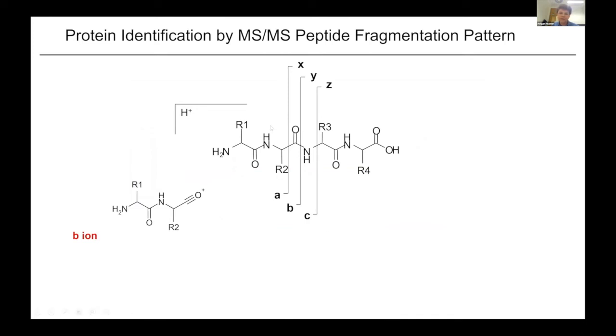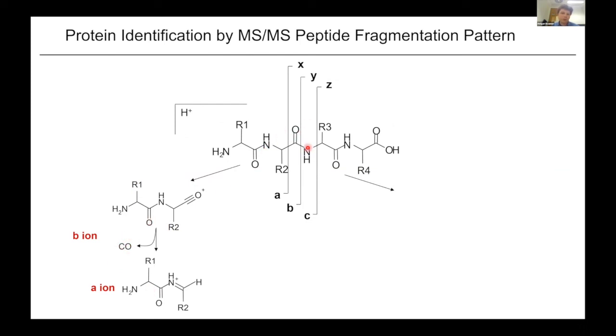If we've got an N-terminal fragment that results from breaking at the actual amide bond or peptide bond between the carbonyl and the nitrogen, then we generate these B ions, such as the one shown on the left-hand side. And they can be unstable, so B ions can degrade further to form A ions, shown below here, essentially through a loss of carbon monoxide.